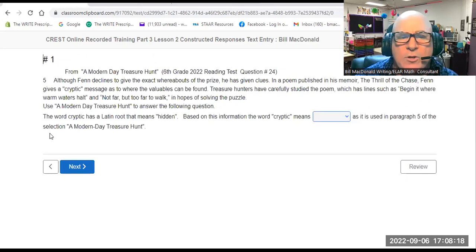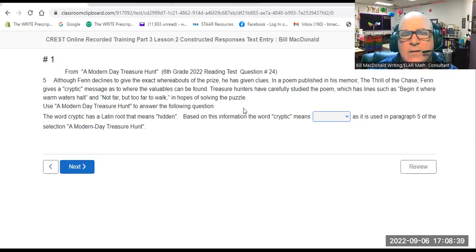So let me go ahead and show you again from 6th through 10th grade. What is a drop down going to look like, or a word, phrase, or a number? What's it going to look like using this past year's test as a guide? And so I'm going to look at question number 24 from the 6th grade test, from the passage A Modern Day Treasure Hunt.